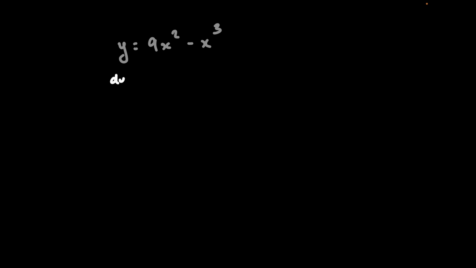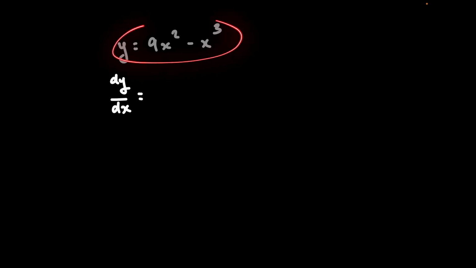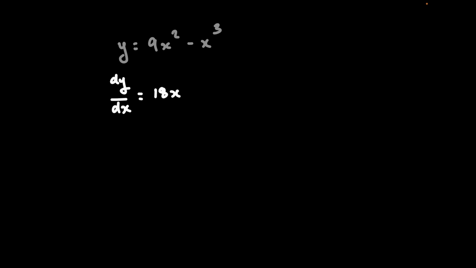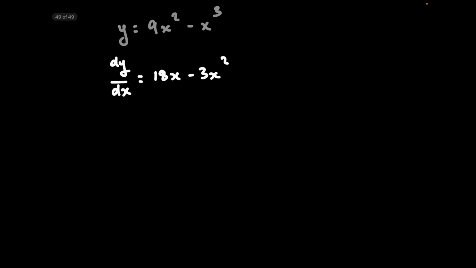So first thing we do is work out the stationary points of this equation here, y equals 9x squared minus x cubed. First thing we do is differentiate. To differentiate this, we can use the power rule. So we get 18x minus 3x squared. Now to find the stationary points, we let the derivative equal 0 and we solve for the values of x.